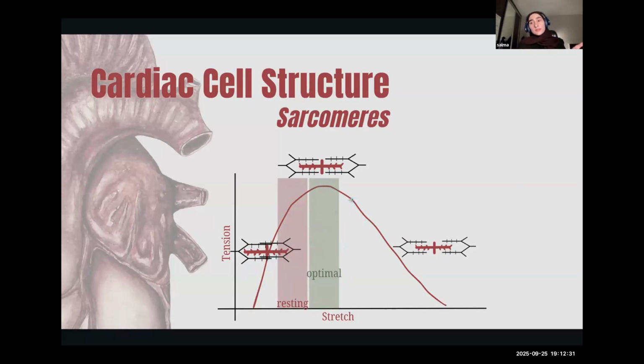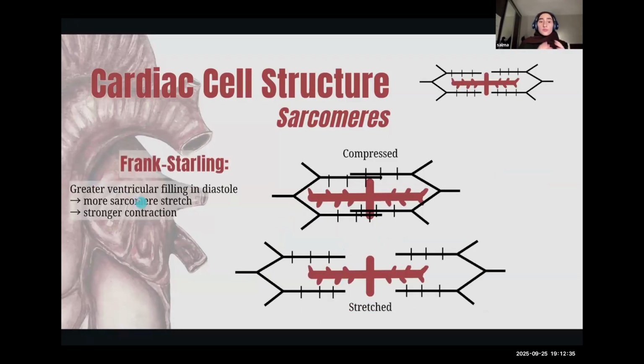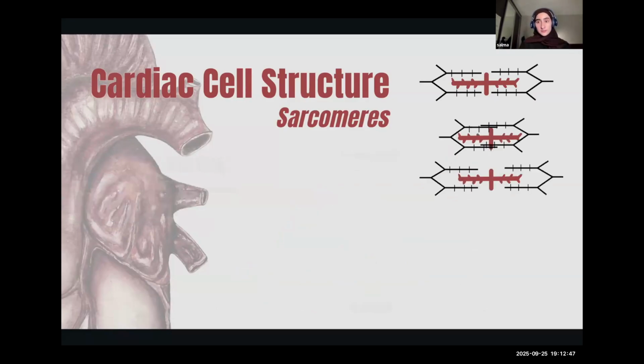How do you stretch your cardiac muscles? You fill them up. This is your Frank-Starling law, where the more you fill the ventricles during diastole, because as you know, the ventricles fill during diastole, which is when they're relaxed, not during systole when they're contracted, the more they're stretched and the stronger the contraction. Does that make sense?